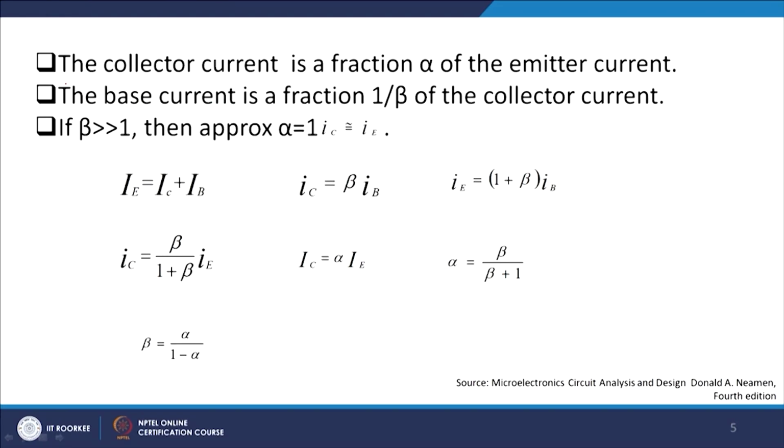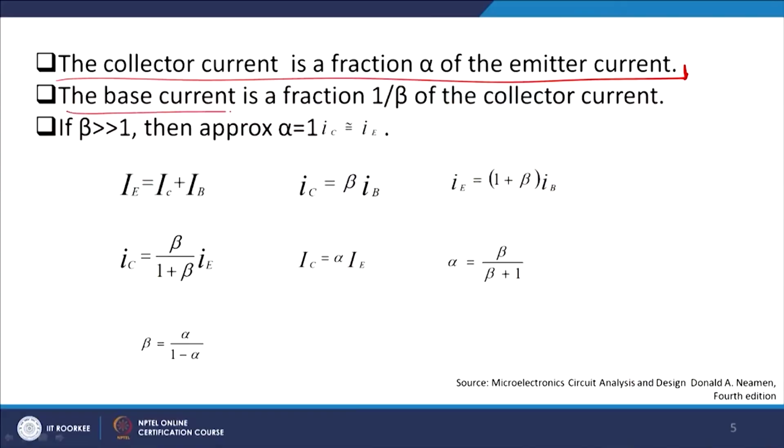And as was discussed, the collector current is a fraction alpha of the emitter current, and alpha is very close to 1. So, if the emitter current is say 1 milliamp, you will expect to see a collector current very close to 1 milliamp, because alpha is very close to 1. And the base current is 1 by beta of the collector current. This we have already seen just now in this case.